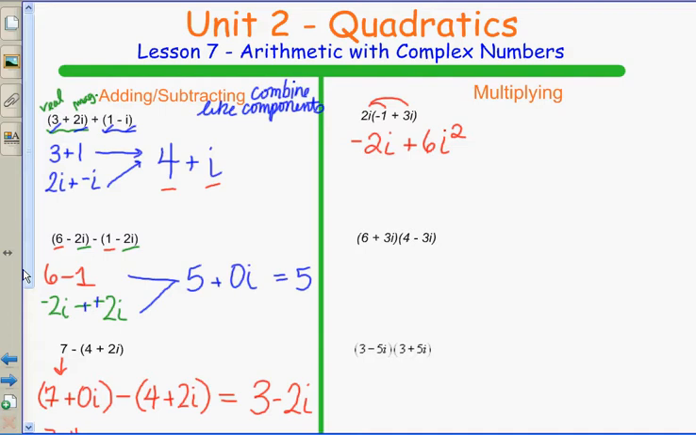So what is i squared? So pause for a minute and go back. Remember, i is root negative 1, right? So this is an equation, it has an equals, right? So I can do whatever I want to both sides. Suppose I choose to square both sides.